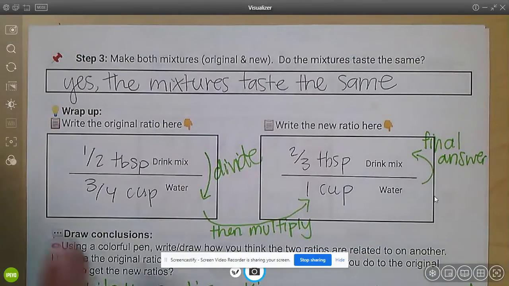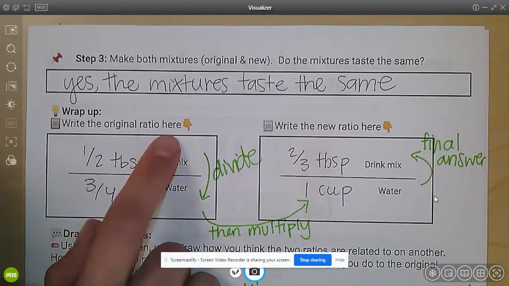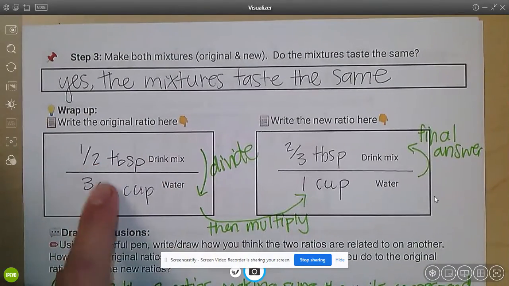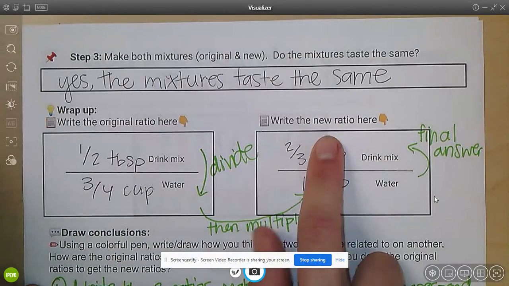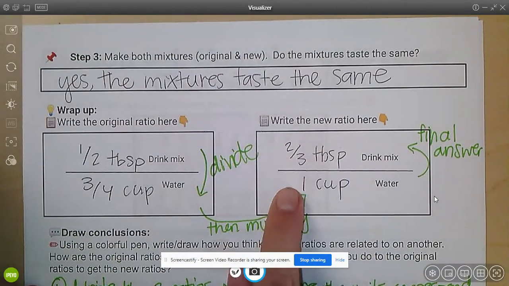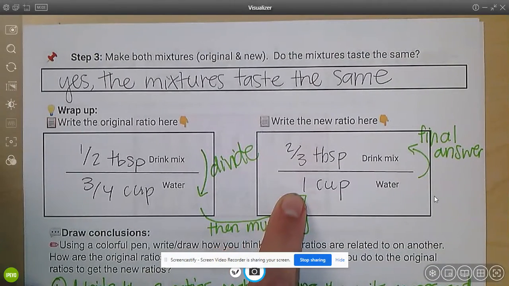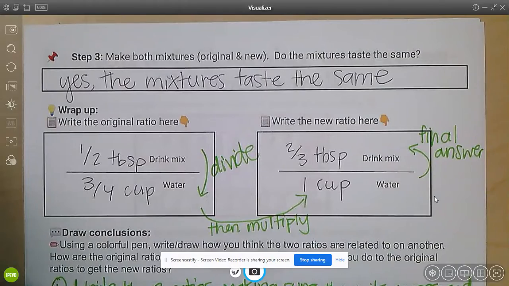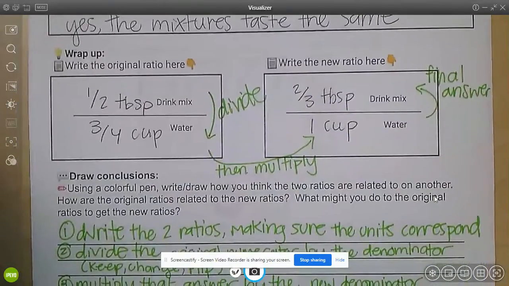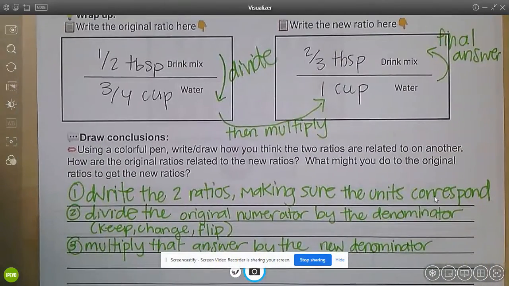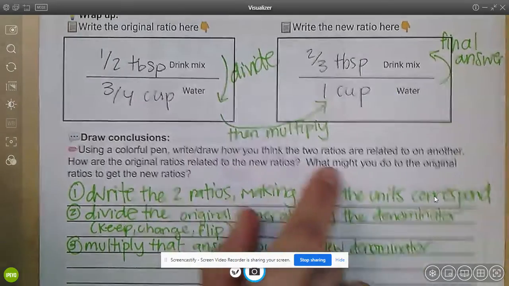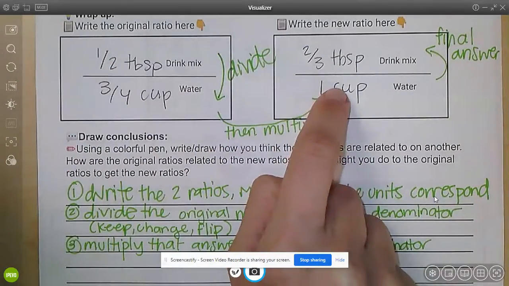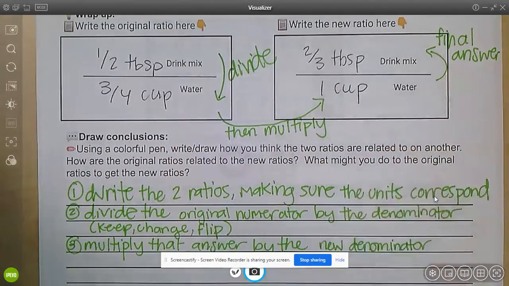So to wrap up, you're going to write the original ratio. This is my ratio from the problem. Just fill in the blanks. The new ratio is your answer, right? We said 2/3 tablespoon per 1 cup. Then get a different color, and you can copy down the information that I have here in green. These are going to be your own numbers, so it should not match there, but the green should match.